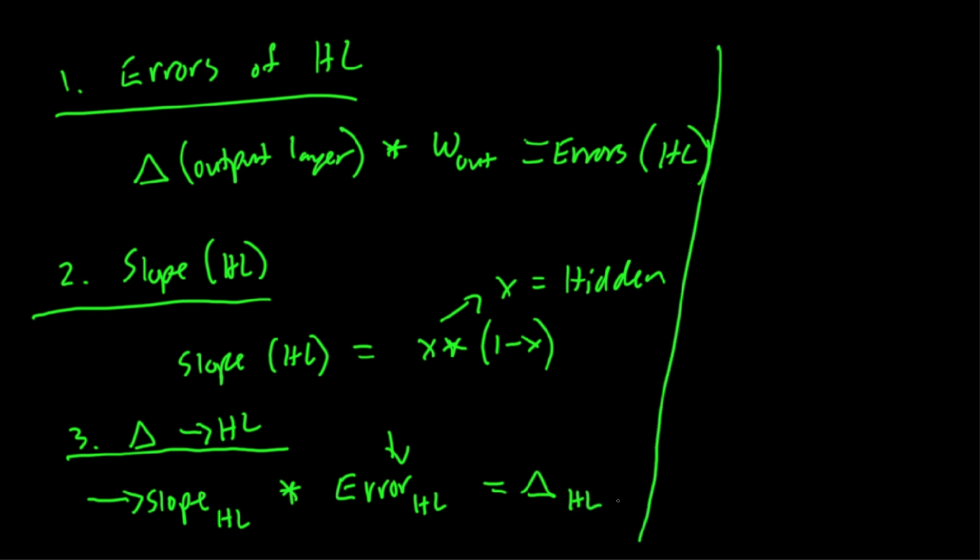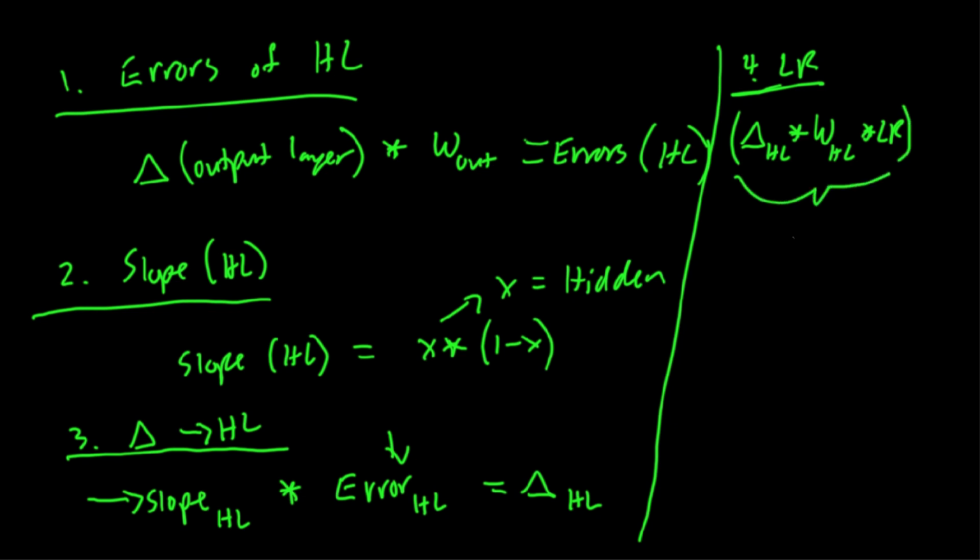And step 4, just like in the other case, we're going to update these values with our learning rate. So it's going to be your delta of your hidden layer times the weights of the hidden layer times your learning rate. Okay, and this is going to be, again, the adjustment we're going to make. And we're going to add this adjustment to our original hidden layer weights.